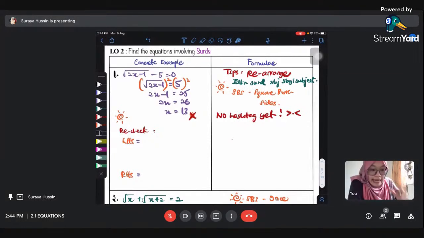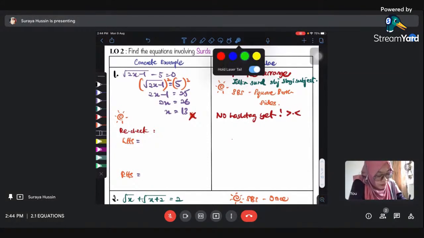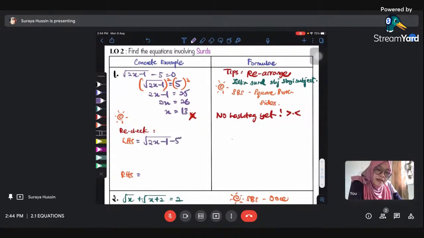Okay, so kamu buatlah LHS ni, left hand side here equal, buat macam ni. Untuk recheck, left hand side is equals to the square root of 2x minus 1 minus 5. Oh, you must miss mana satu yang nak digunakan. Is it equation 1? Is it equation 1 that you want to recheck? Or is it question 2 that you want to recheck? Jadi another tips here. Actually, this is not tips. This is important. This is very, very important.